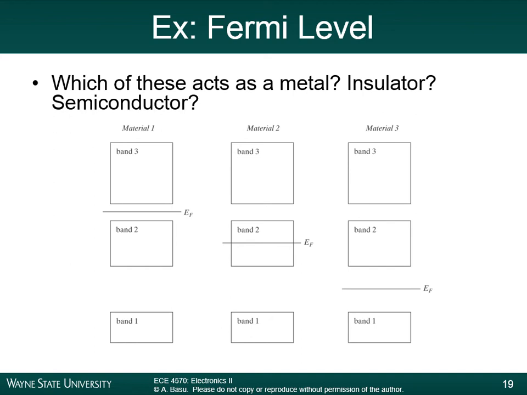Moving up to band 2. Band 2, you can see that the upper part of band 2 is close to the Fermi level. It's below the Fermi level, but close to it. That means that band 2 is going to be mostly full, but some of these states near the top of band 2 might be empty.